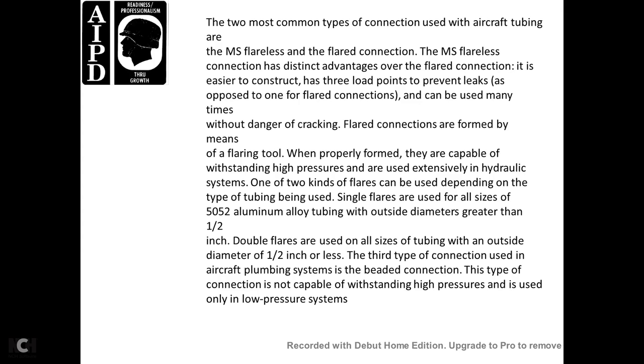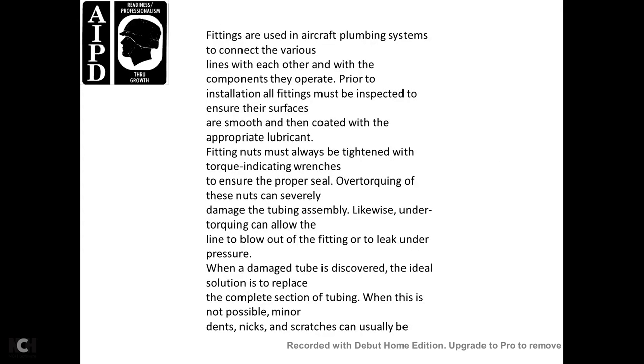Flare connections are formed by means of flaring tools. When properly formed, they are capable of withstanding high pressure and are used extensively in hydraulic systems. One of two kinds of flare can be used depending on the type and size of the tube being used. Single flares are always used on all sizes of 5052 aluminum alloy tubing with outside diameters greater than 1 inch. Double flares are used on all size tubings with an outside diameter of 1/2 inch or less. The third type of connection used for aircraft plumbing is the bead connection. This type of connection is not capable of withstanding high pressure and is used only in low pressure systems.